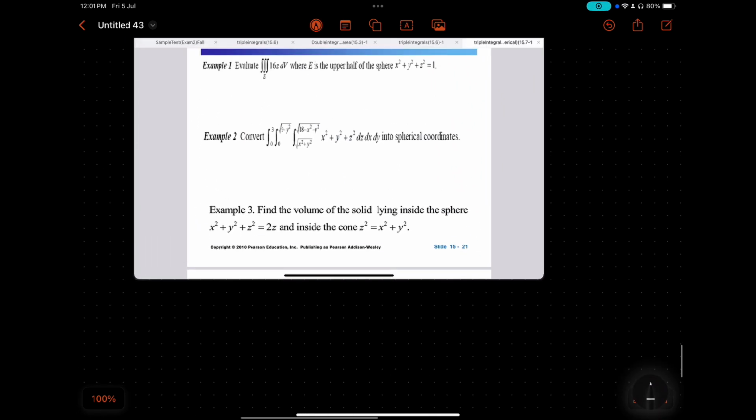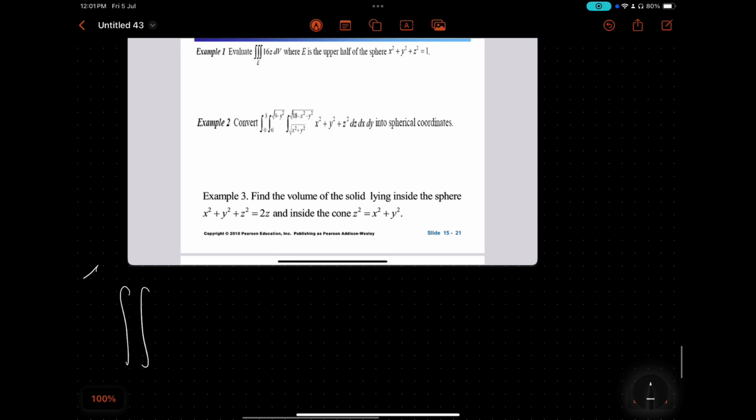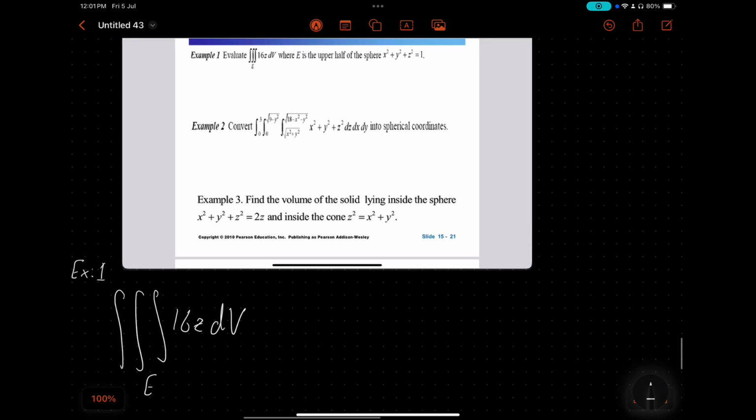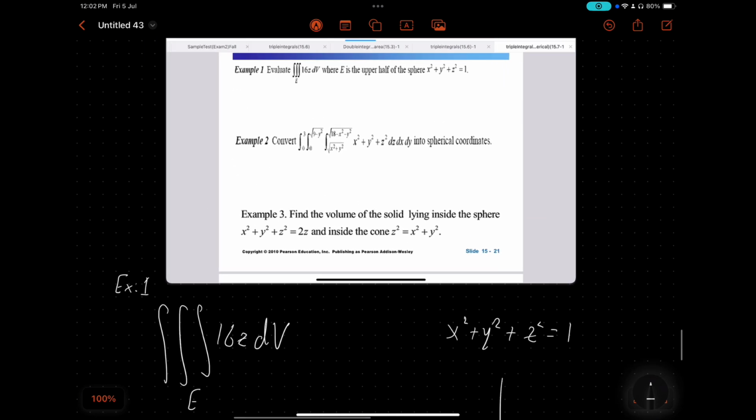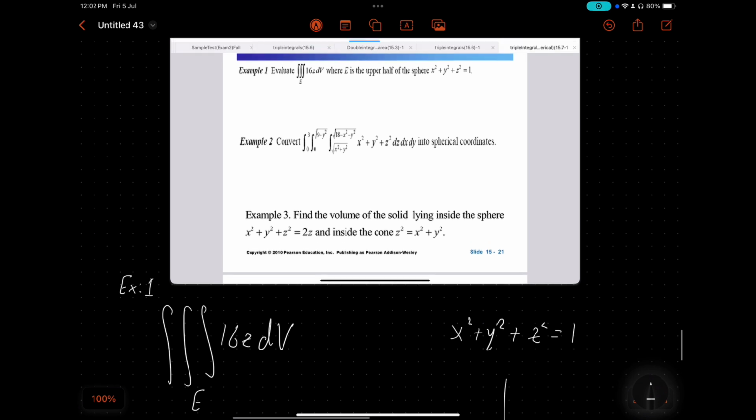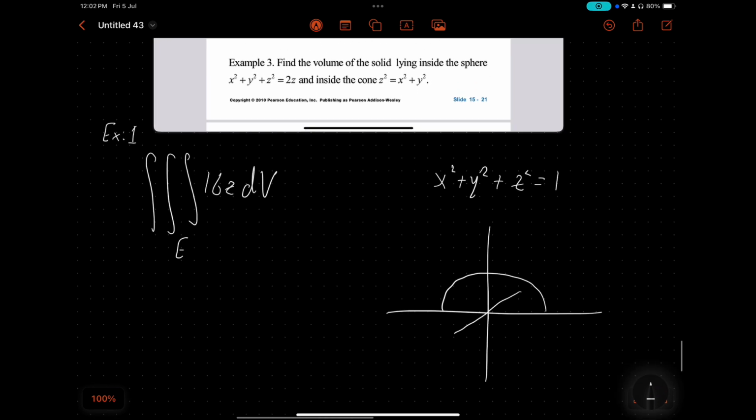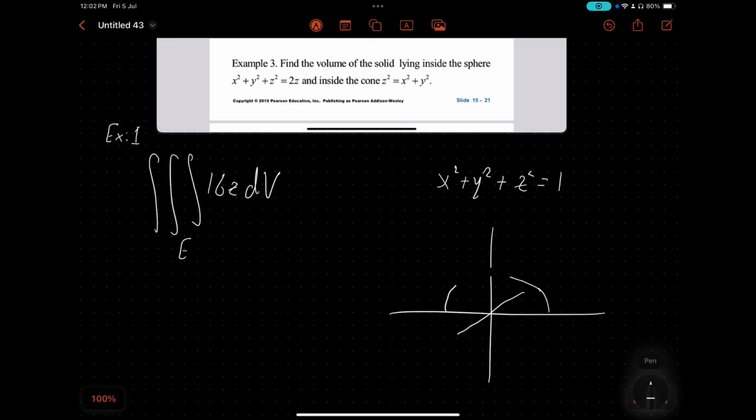Okay, so he wants us to evaluate this integral, for example 1. We have the integral of 16z dV over E, where E is x squared plus y squared plus z squared equal to 1. This is basically a sphere, but we want only the upper half of the sphere. So the way to do this is to use spherical coordinates.